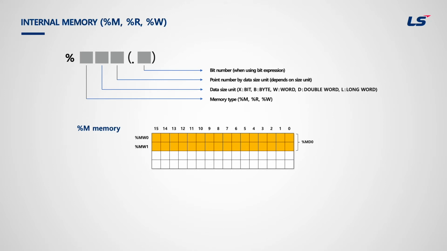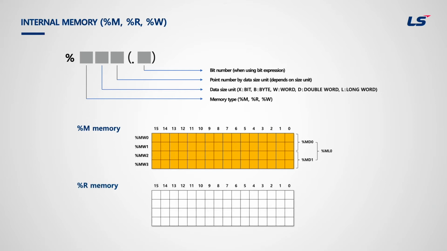The next picture shows that the first 2 rows are in yellow, where the first row is MW0 and the second row is MW1. These 2 words can be assigned as MD0, where D is for double word. At last, all 4 rows are in yellow, which is ML0, where L is long word.